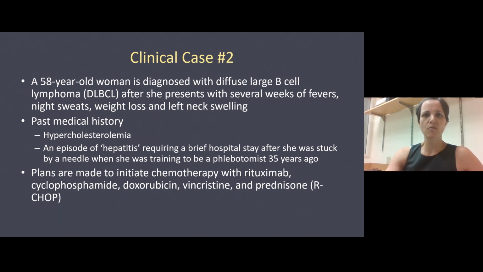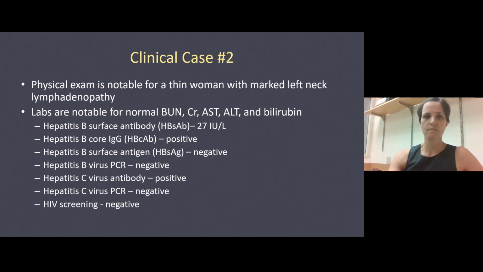This is a 58-year-old woman diagnosed with diffuse large B-cell lymphoma after she presents with fevers, night sweats, weight loss, and left neck swelling for several weeks. Her medical history is notable for an episode of hepatitis requiring a hospital stay after she was stuck by a needle when she was training to be a phlebotomist about 35 years ago. Plans are made to initiate R-CHOP chemotherapy. Physical exam is notable for a thin woman with a very enlarged area of lymph nodes in her left neck.